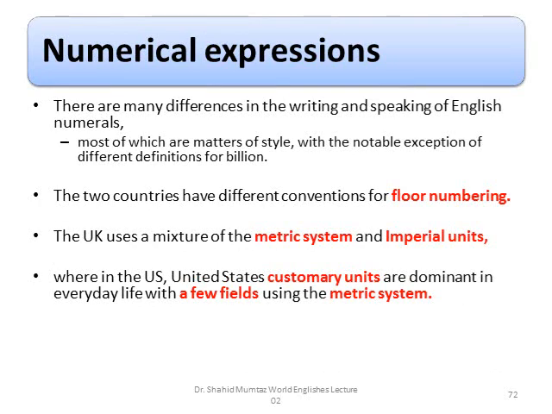Numerical expression. There are many differences in the writing and speaking of English numerals, most of which are matters of style, with the notable exception of different definitions for billions. The two countries have different conventions for floor numbering. The UK uses a mixture of metric system and imperial units, whereas in the US, United States customary units are dominant in everyday life, with a few fields using metric systems.